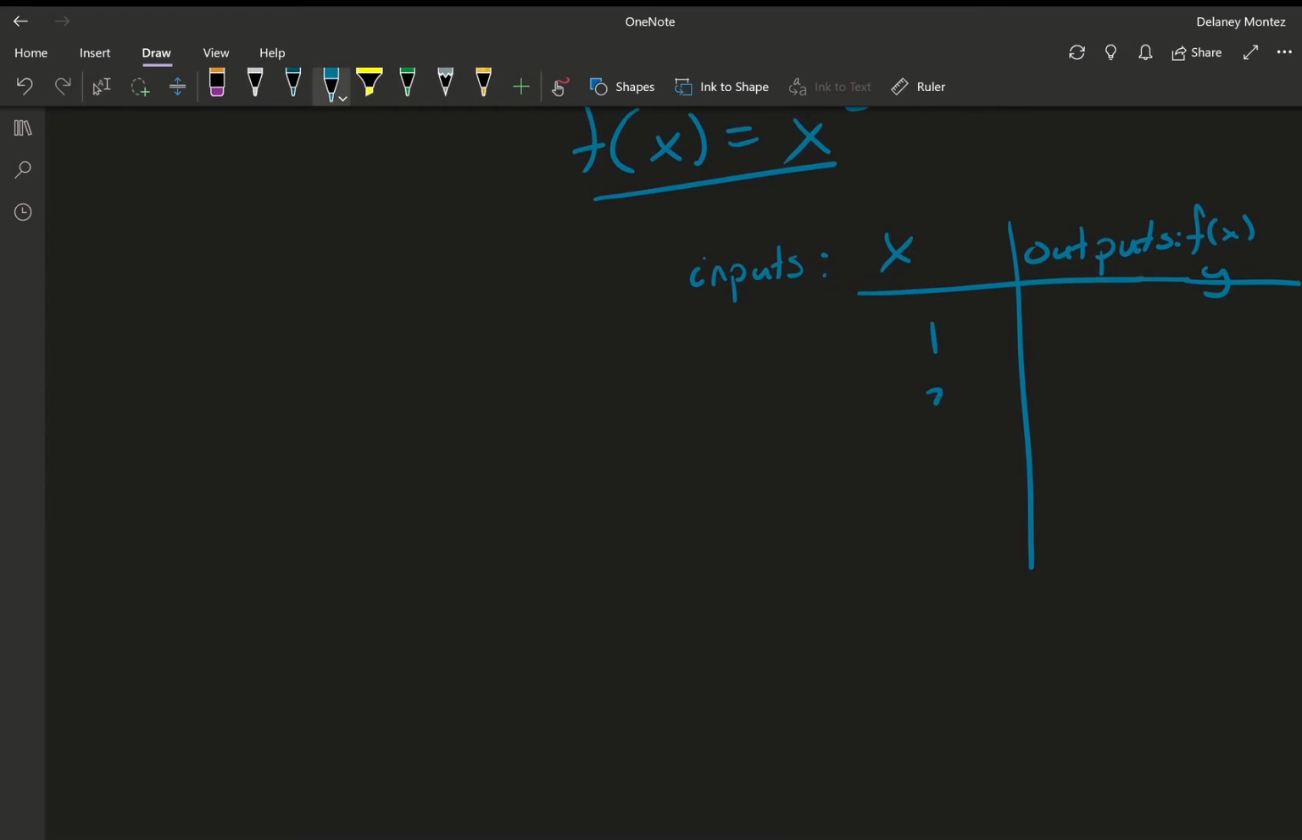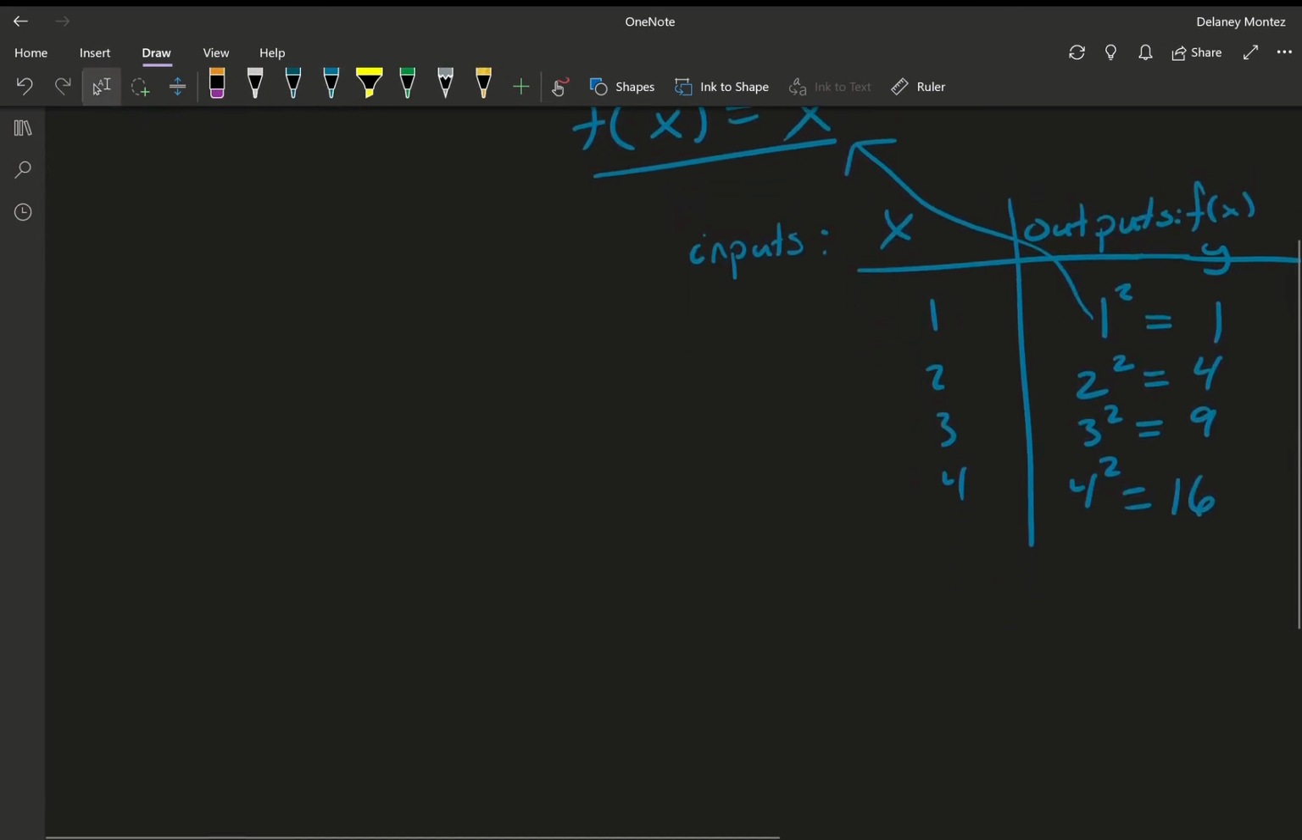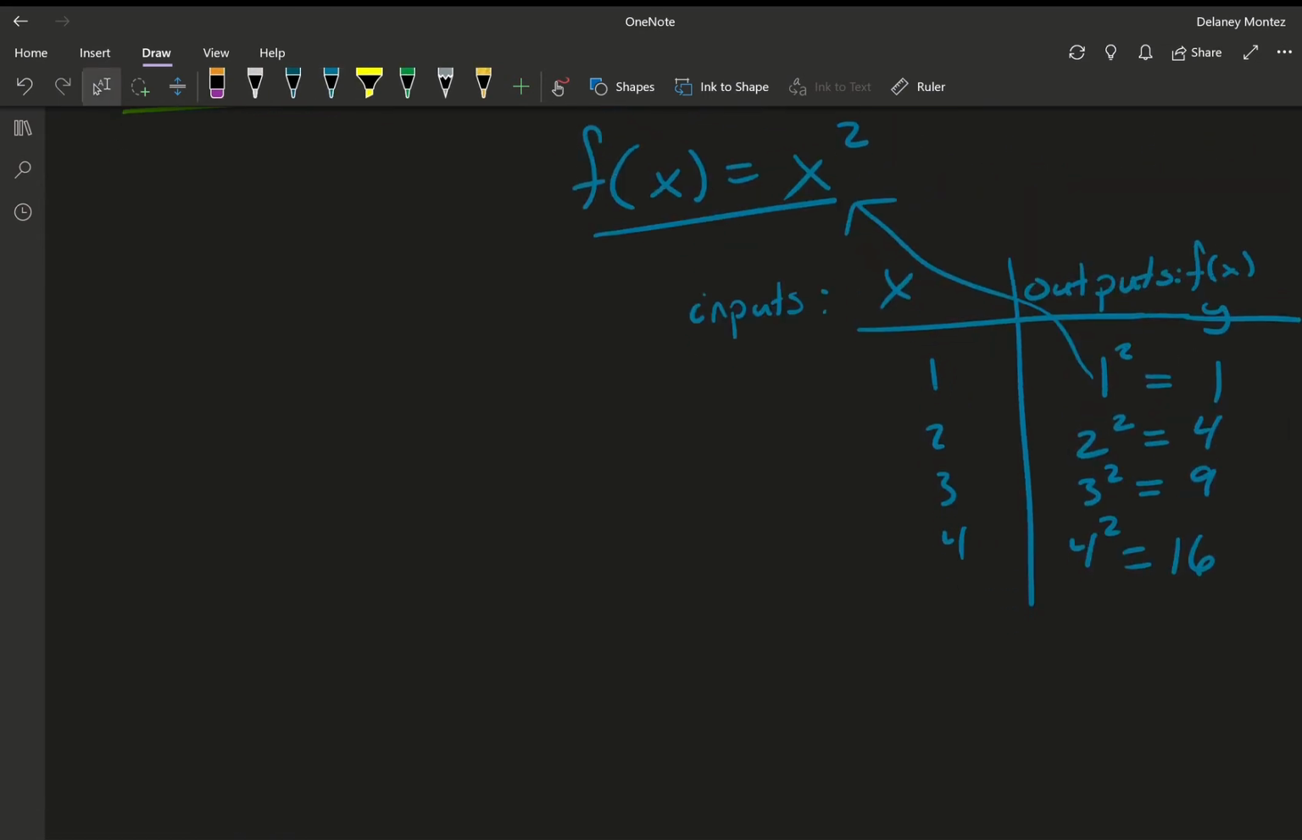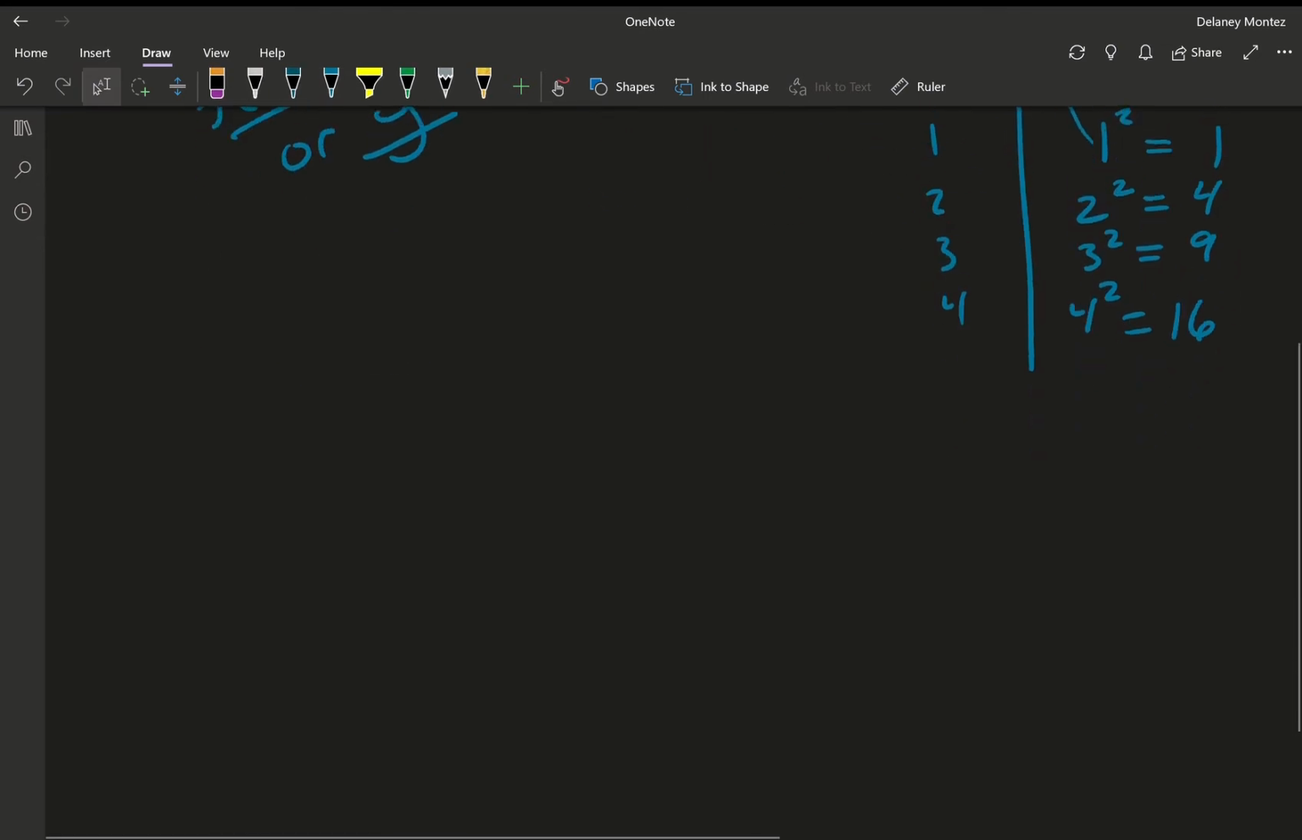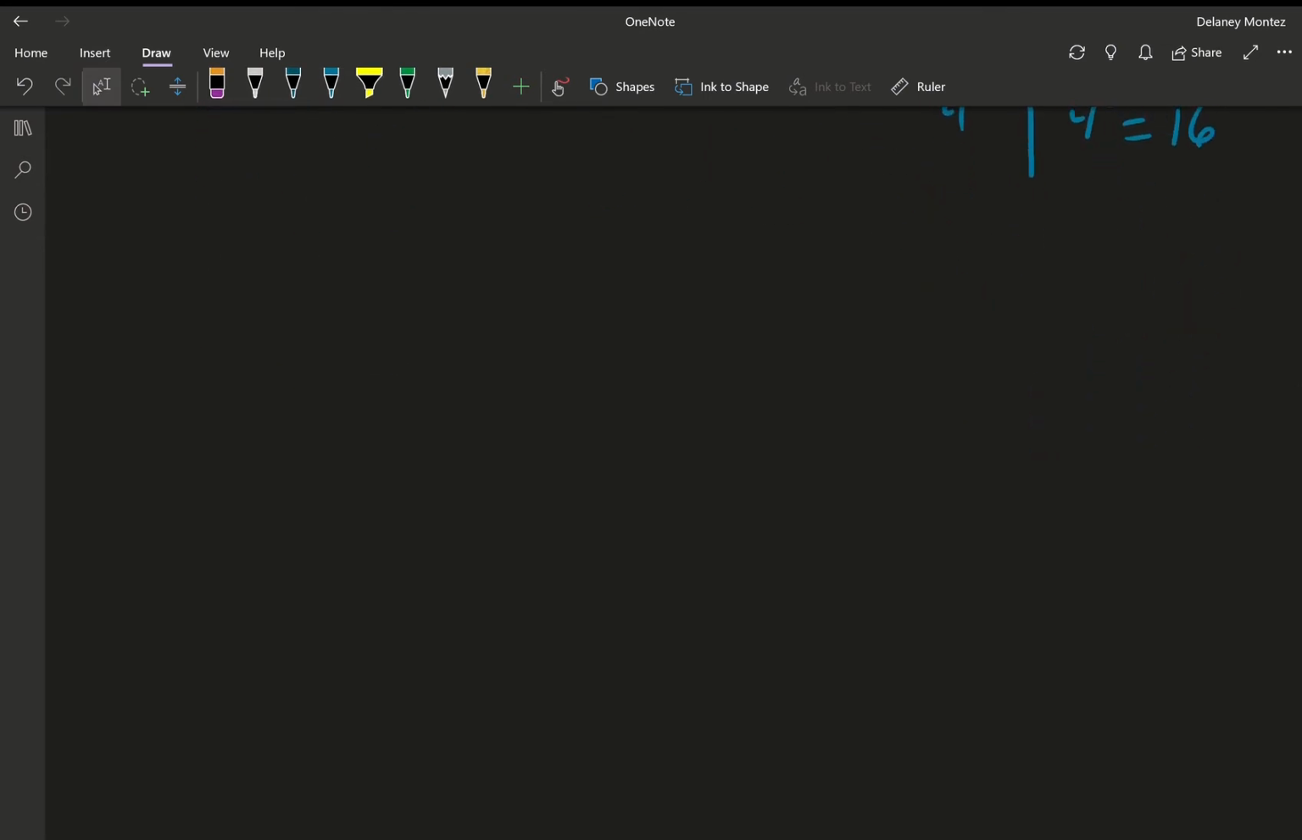You can have inputs 1, 2, 3, 4. What would our outputs be? Well, it would just be whatever the rule says. So it would be 1 squared, 2 squared, 3 squared, 4 squared. We're just substituting these values in for x. So you get 1, 4, 9, 16. If we remember that we have inputs for a function, and then we get our outputs, which can be denoted as f of x or y, then you'll be able to solve virtually all the function problems that will be thrown at you on the SAT. So let's go into an example.